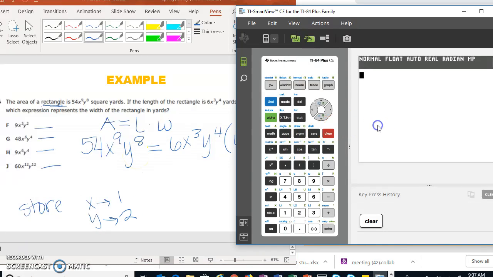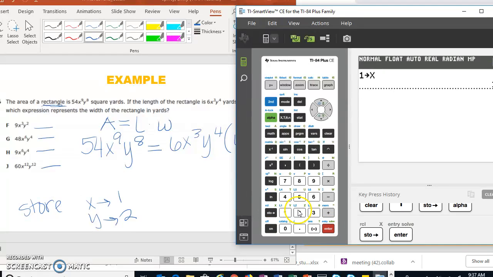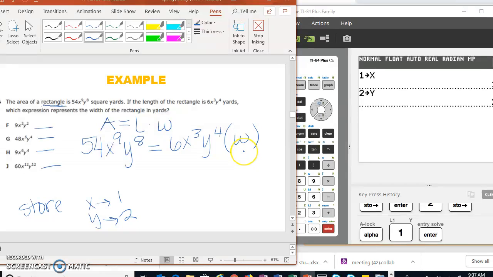So let's go through those steps on your calculator. You enter a 1 and then you hit this store button right next to the 1. And then we use the alpha key to hit the x. And we hit enter. And then we're going to store a 2, alpha y. So we're storing that as the y value. So now I'm going to plug in each of these answer choices for my w over here.